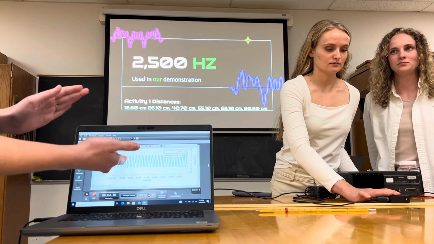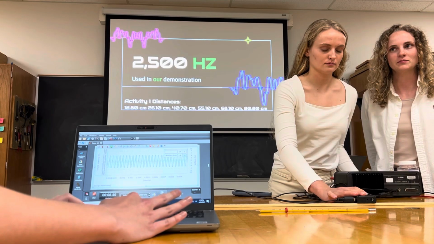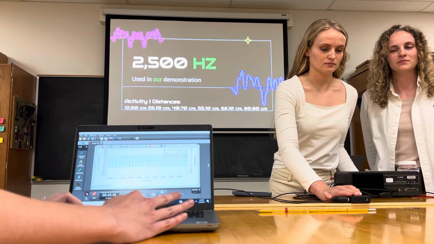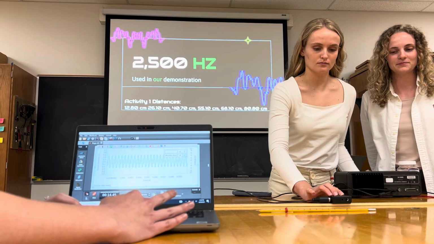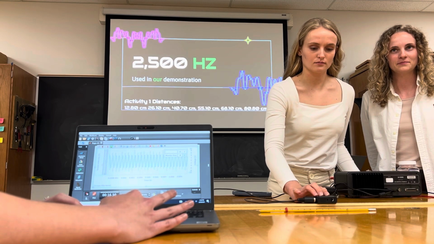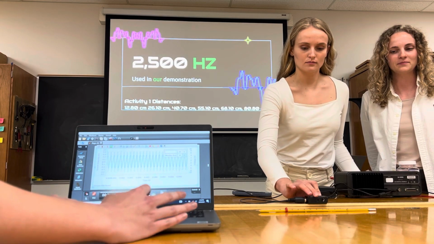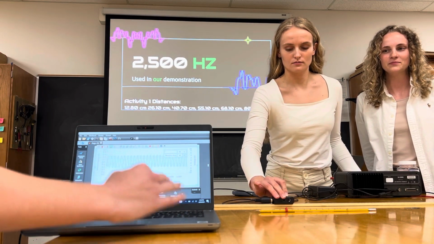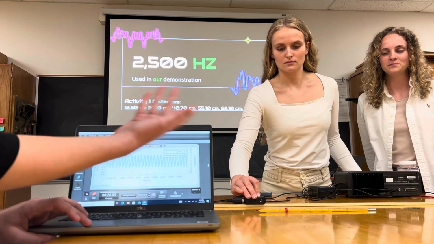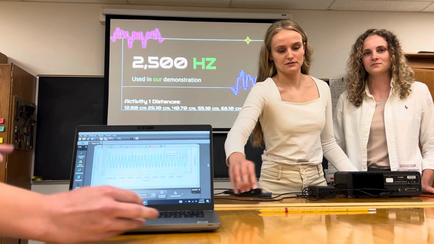So as you can see, these are very much in phase, and as Ellie Rose is moving it back, now they have become out of phase. And they're almost in phase again, and now they're in phase, and now they're getting out of phase again. Now they're in phase, and now they're out.